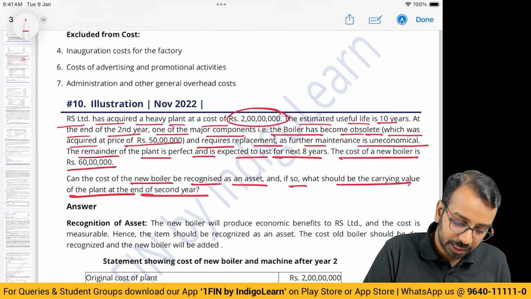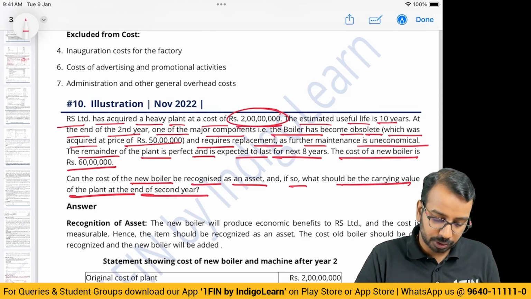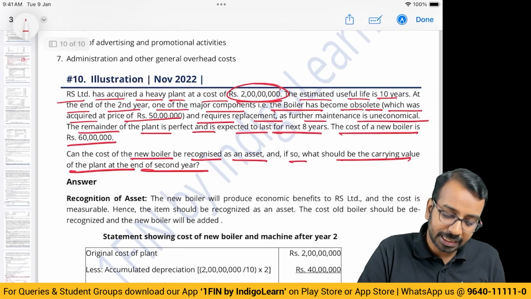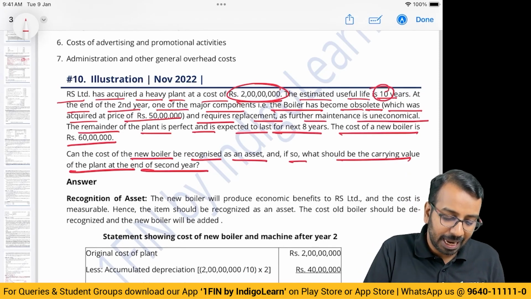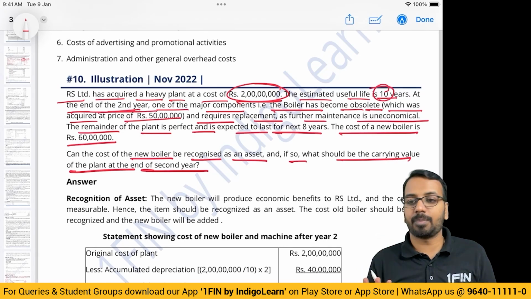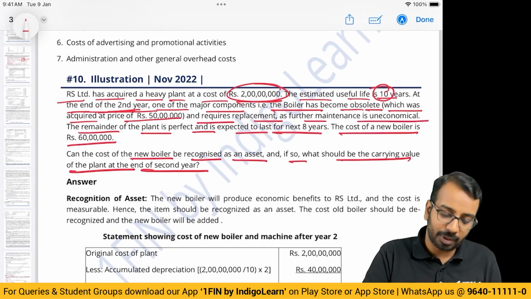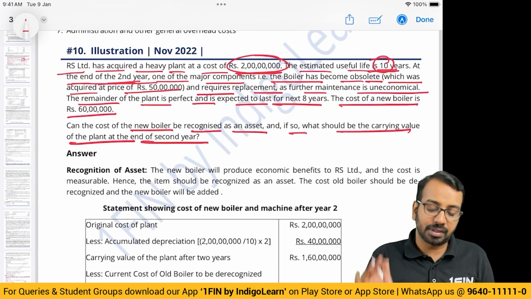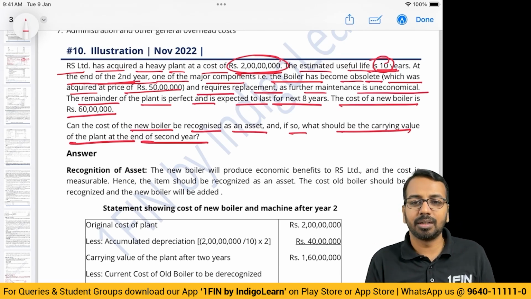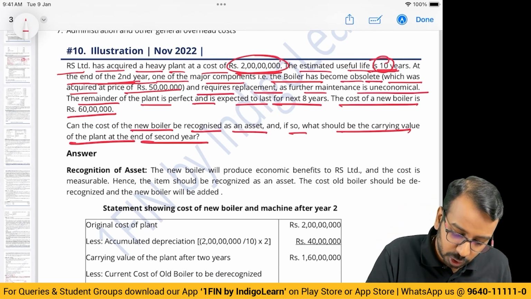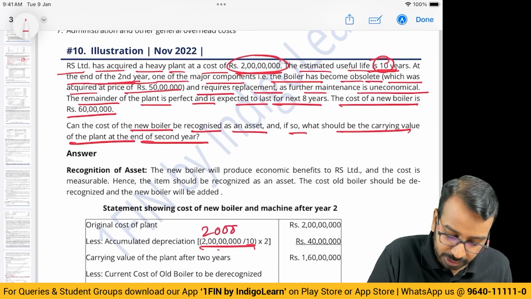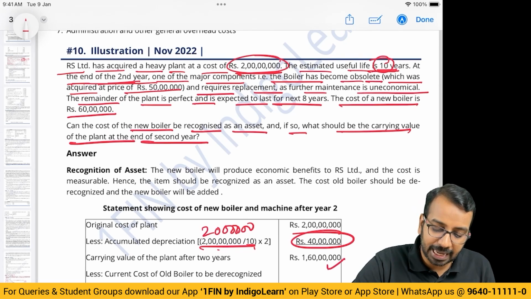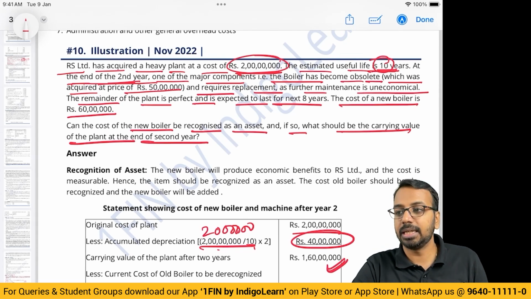Right, now we purchased a plant at a cost of how much? 2 crores. Okay, estimated life is how much? 10 years. At the end of second year, means 2 years we have used the plant. So on 2 crores, when we thought initially the useful life is 10 years, what is the depreciation per year? 2 crores divided by 10, 20 lakhs. This 20 lakhs for 2 years becomes 40 lakhs. My carrying amount now is 1 crore 60 lakhs.